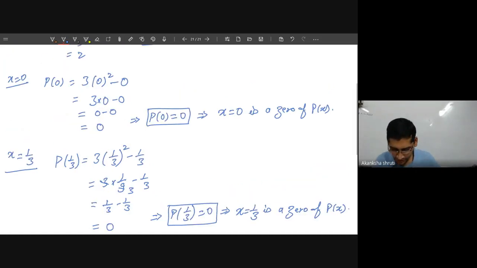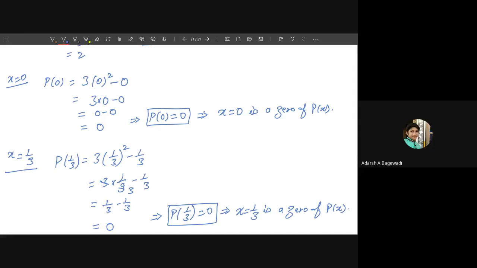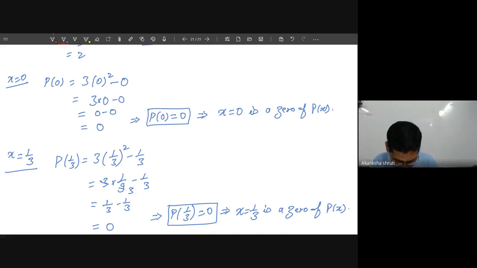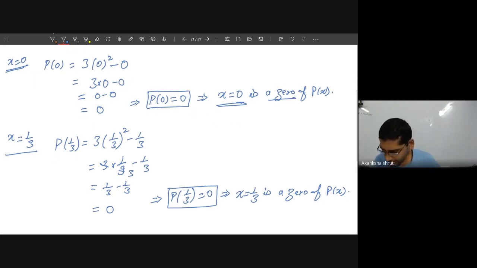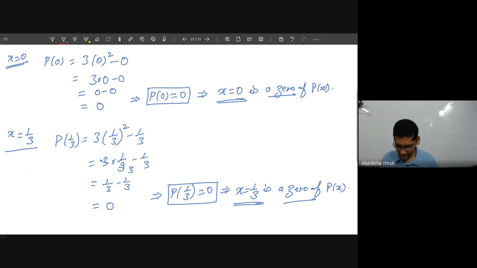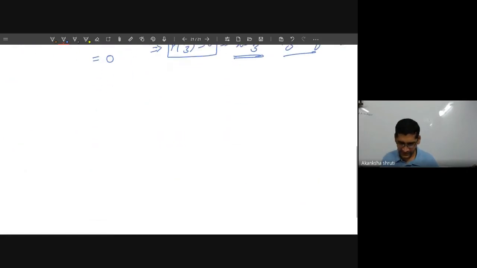So who had asked this question? Others, okay. So what have you observed? x equals 0 can also be a zero or may not be a zero. Here, even for x equals 0, it is a zero of the polynomial. And here, even x not equal to 0 is also a zero. So whatever value of x gives us the value of the polynomial as 0, that will be a zero. Okay, students.